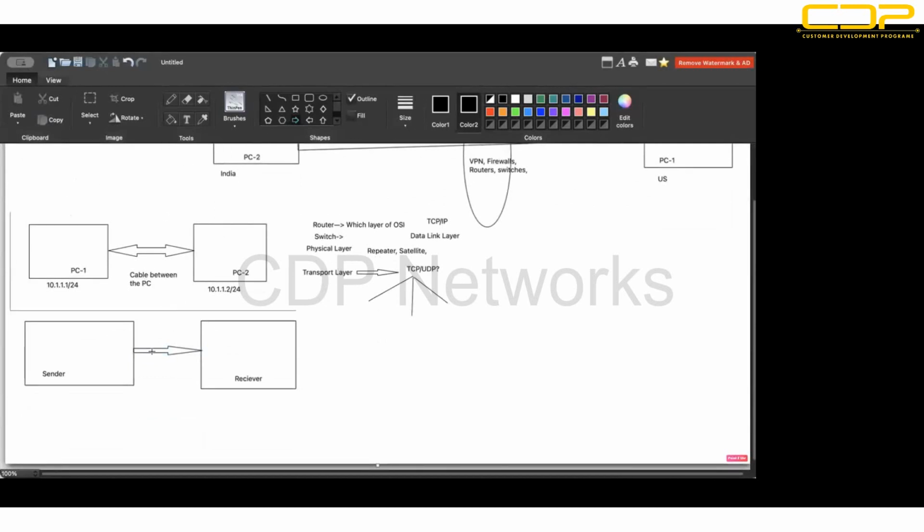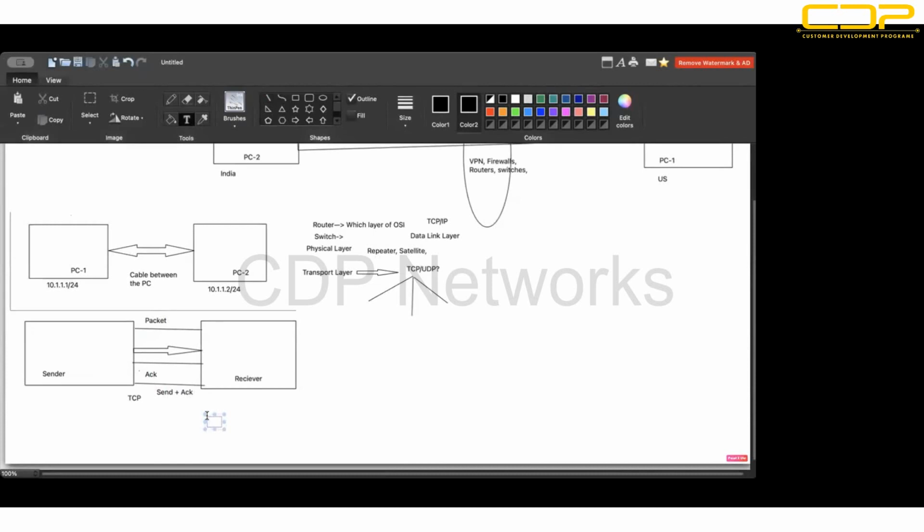Now, connection oriented means in a TCP connection, it's always a three-way handshake. The sender will send the packet. Then the receiver will acknowledge and say, okay, I got the packet, kindly send the remaining packet. And then accordingly, the sender will send the third packet. That is the three-way handshake. Guys, is it fine or do you want me to explain it?